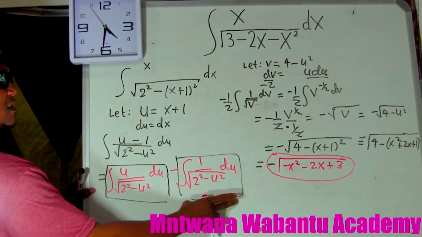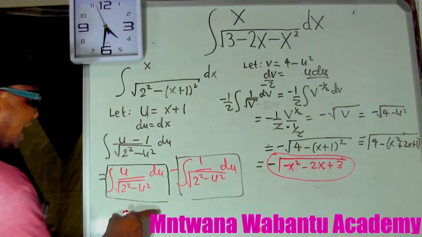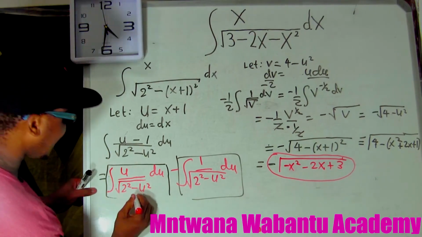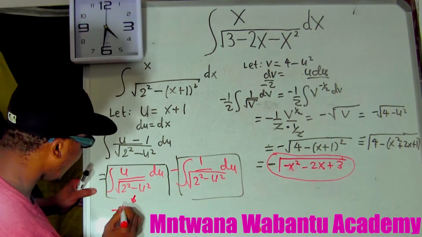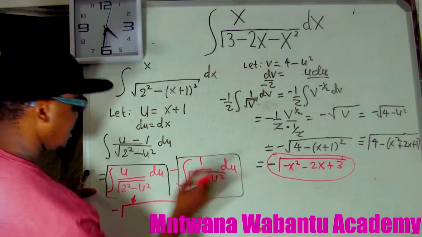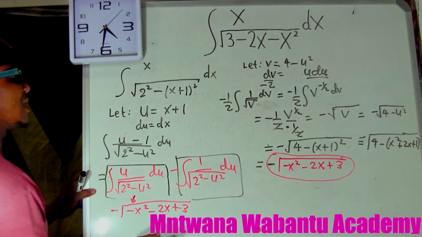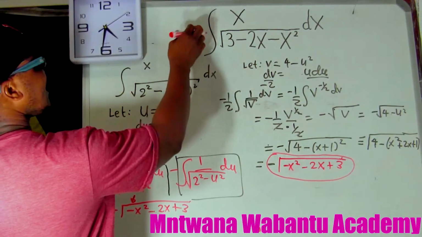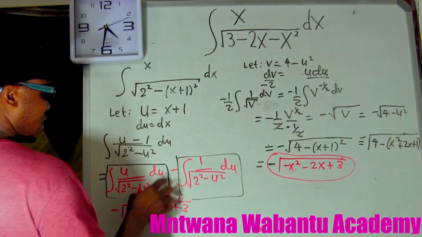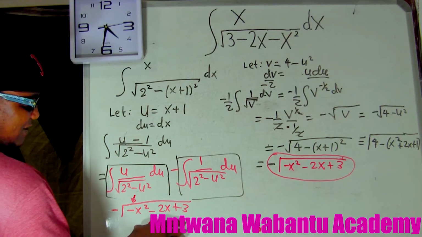Now we account for this. So I can simply write under here that this is going to give us negative the root of negative x squared minus 2x plus 3. Or you can write it even here aside, just in case. So all this expression here is going to give us this.